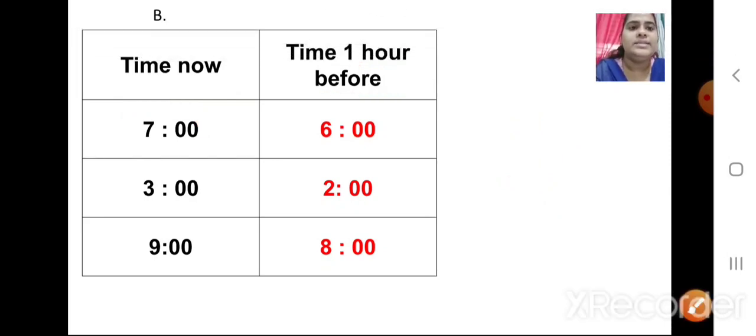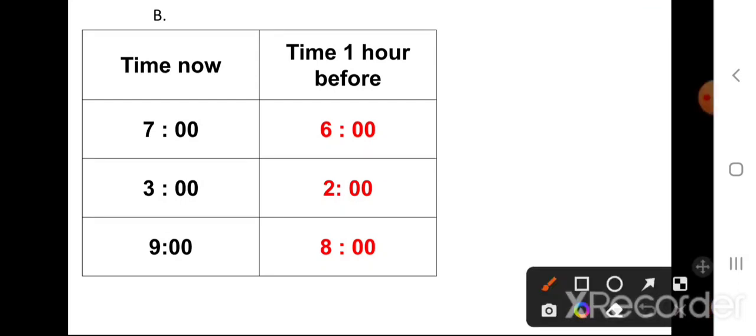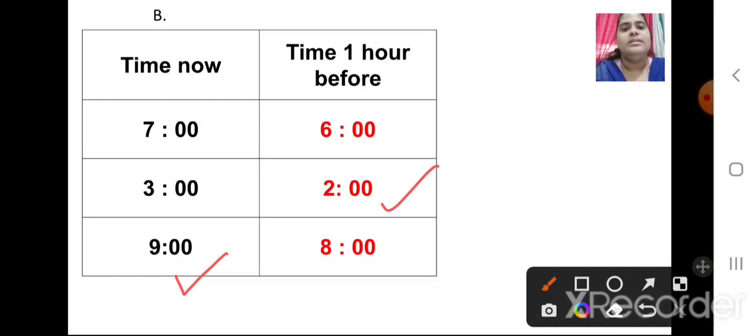So how will we write? 6, 2 dots and 2 zeros. That is 6 o'clock. Next is 3 o'clock. Okay, time 1 hour before 3 o'clock, what will it be, children? 3 minus 1 is equal to 2. Okay, the last one is 9 o'clock. So if I subtract 1 hour, it will be 8 o'clock. So 8 o'clock. Okay children.